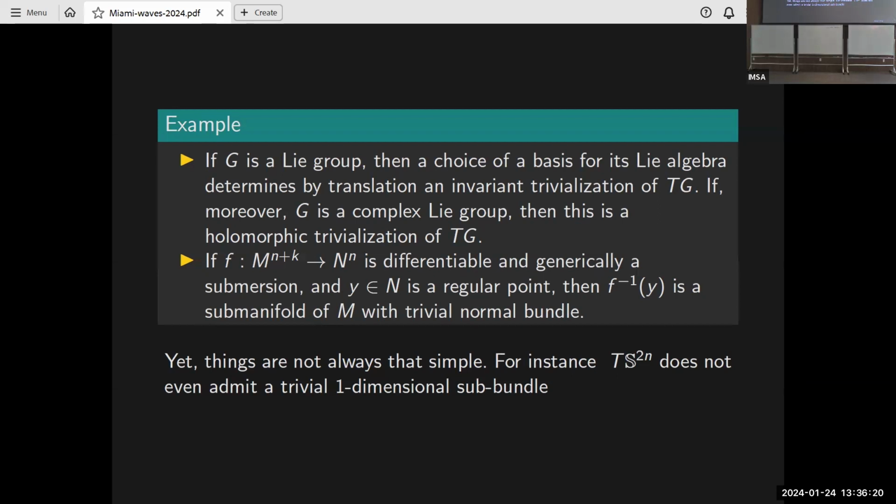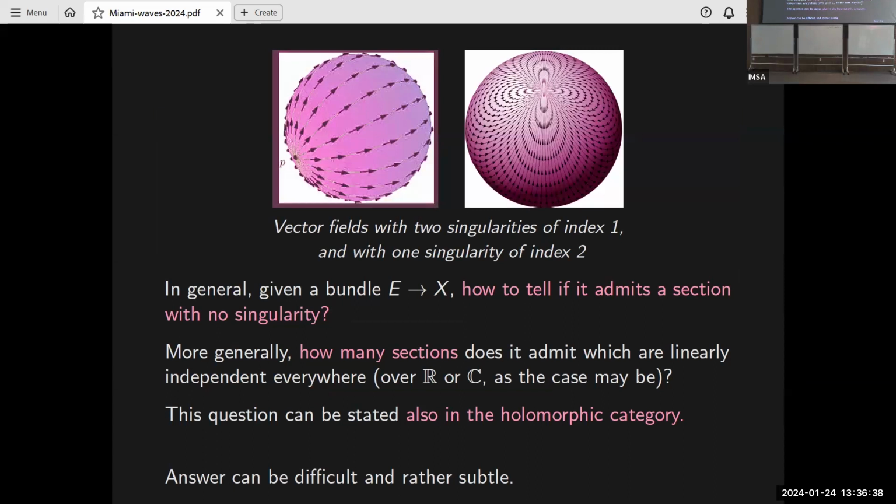Okay, so things are not always trivial. For example, we know that an even-dimensional sphere doesn't admit a single vector field without singularities; it doesn't admit even a one-dimensional trivial subbundle of its tangent bundle. We have a picture that we all know: here we have a sphere, a vector field with two singularities, a vector field with one singularity of index 2. There is no way to construct a vector field on the sphere without singularity.